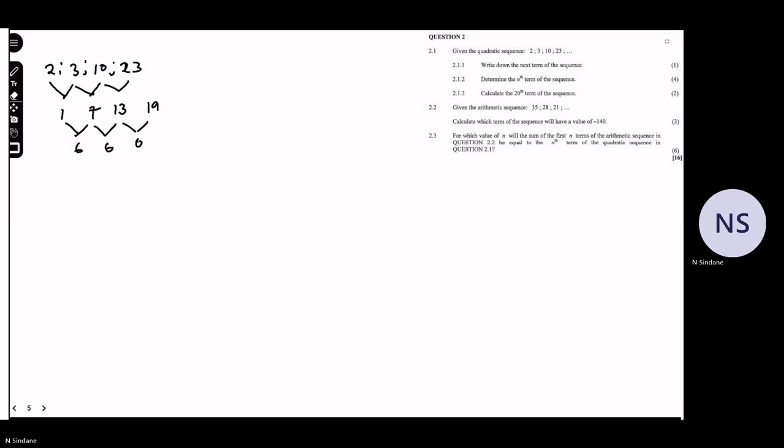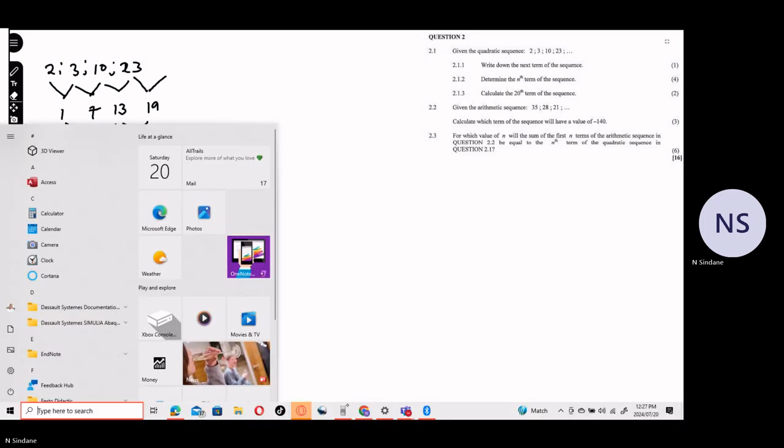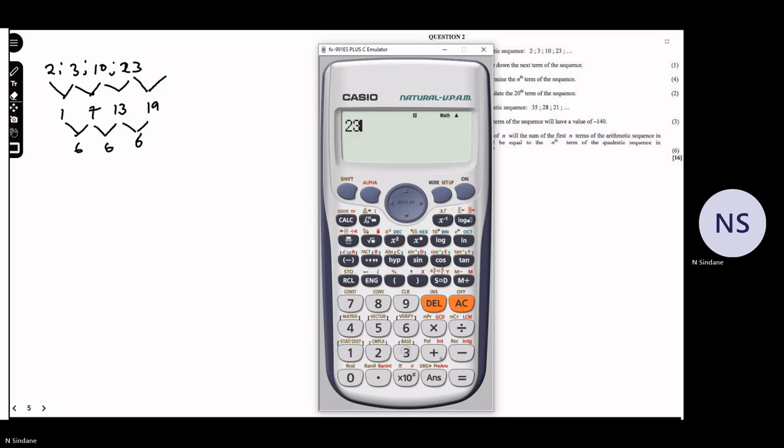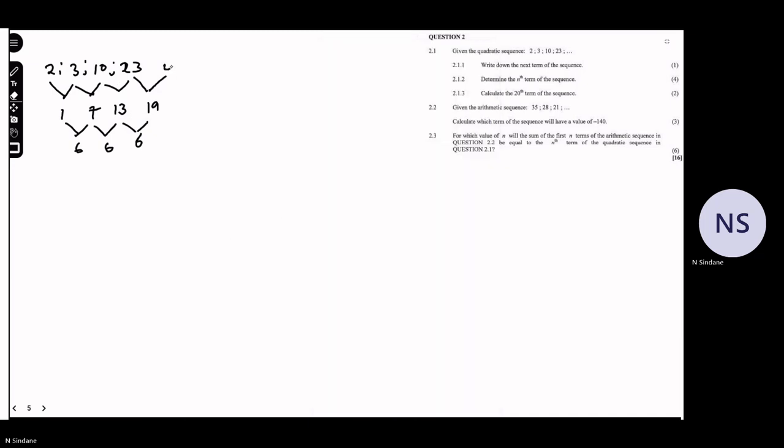Right? So when I say 23 plus 19, I'm going to get my next term. So let's get our calculator. I say 23 plus 19, I'm getting 42. 42 is my next term in this case. Therefore, the next term is equal to 42. This is question 2.1.1.